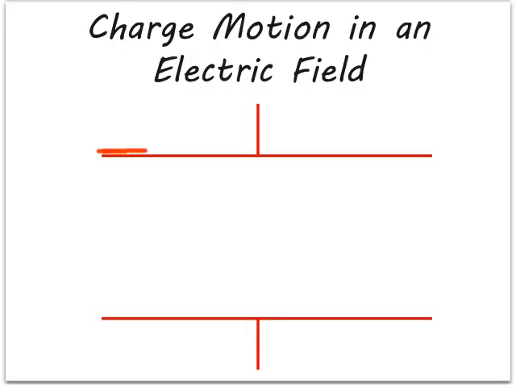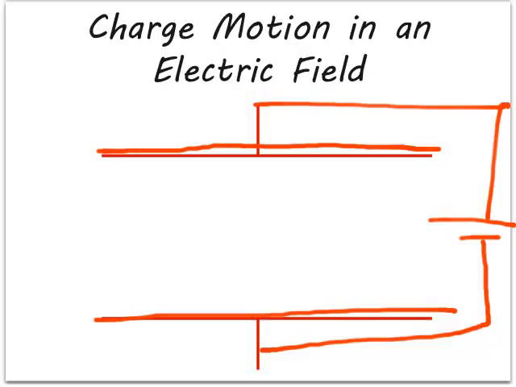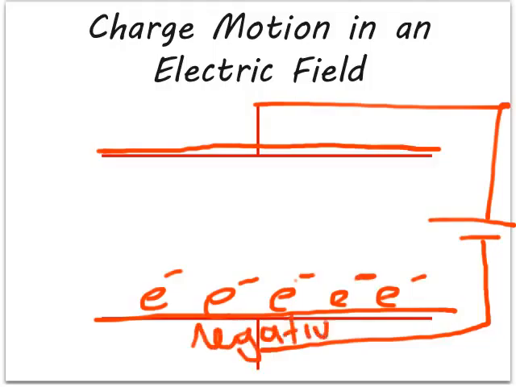We have these two metal plates, they're just pieces of metal. And if we connect them to a cell, then you can create charged plates. This plate down here will have more electrons, so that's going to be the negative plate. This one up here will have too few, so this will be the positive plate.